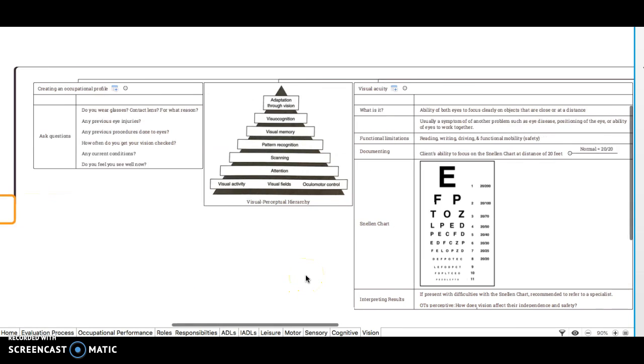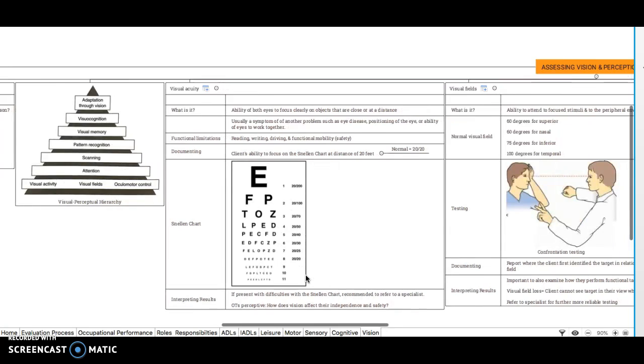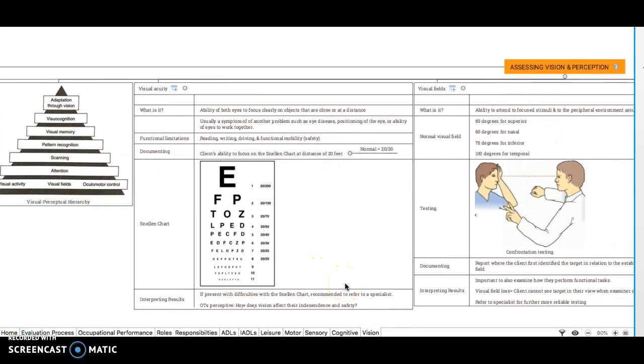We have a visual perception hierarchy, and from the bottom to the top, you need the bottom to exist in order for the top to function correctly. From bottom to top, you have visual fields, attention, scanning, pattern recognition, visual memory, visual cognition, and adaptation through vision. Visual acuity is the ability of both eyes to focus clearly on objects that are close or at a distance. And you're very familiar with the Snellen chart, which you see in a lot of ophthalmology and optometry offices. And normal vision is 20/20.